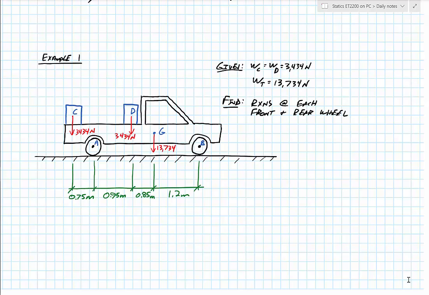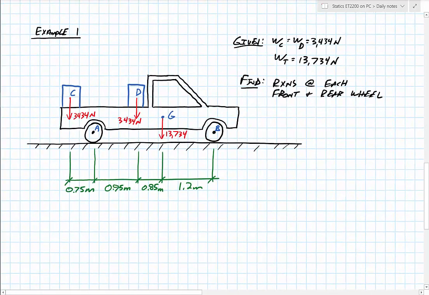All right, let's take a look at an example of equilibrium of rigid bodies in two dimensions. In this first example, we have a pickup truck with two boxes or containers, C and D. We're given that the weight of the truck is 13,734 newtons. You can see that's right at this G value for center of gravity. Two crates both weigh 3,434 newtons.